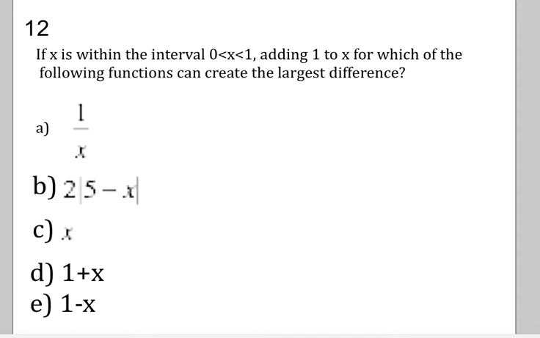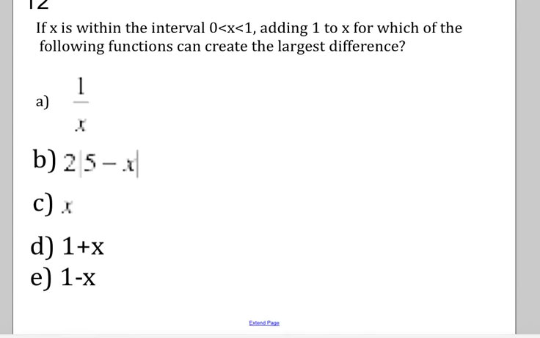12, another question that I like here. You have to read it, and then I'll give you the answer. Okay, so this is a little bit more complicated. We have x is something between 0 and 1. And then if you add 1 to x, for which of the following functions can create the largest difference? All right, so you don't even know what x is, so where do you start?